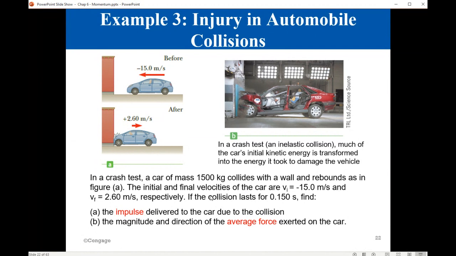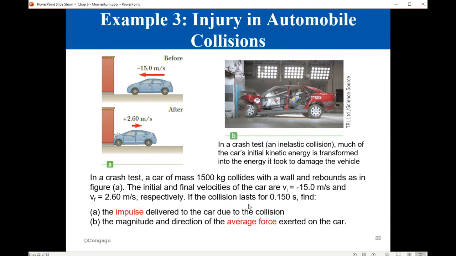We have here to apply what we learned about momentum and impulse to real problems so that we understand things better. In a crash test, a car of mass 1500 kilogram collides with a wall and rebounds as in the figure. The initial and final velocities of the car are minus 15 meters per second, going to the left, the x-axis to the left is negative, to the right is positive as usual. And the final velocity is 2.6 meters per second to the right, so it is positive.